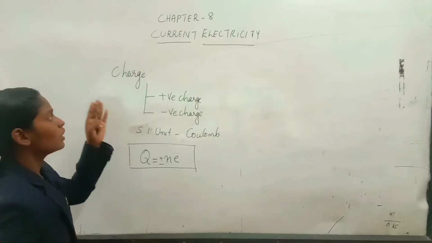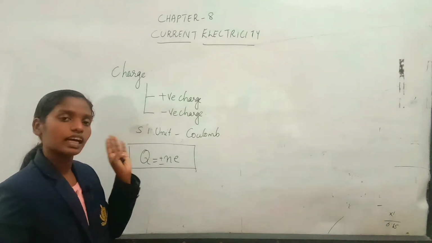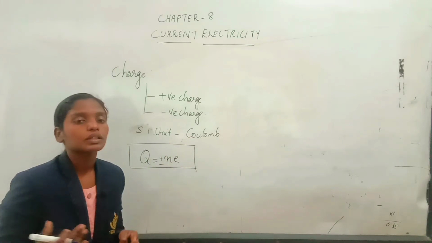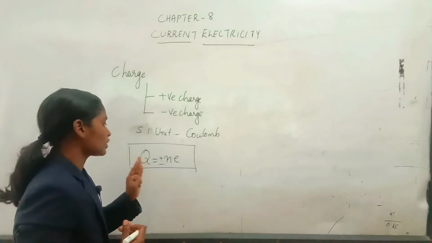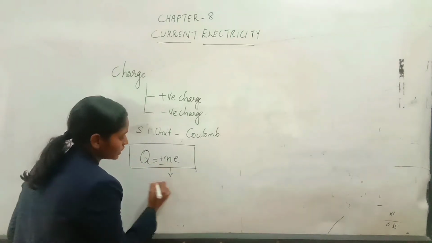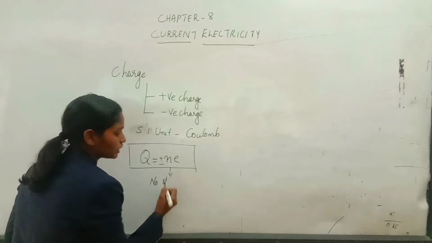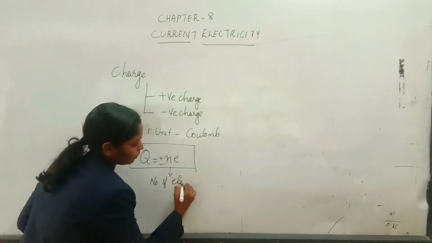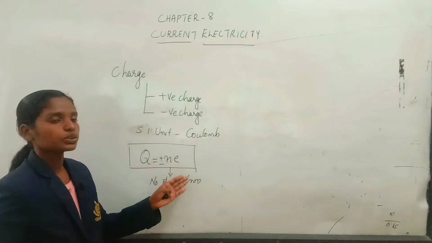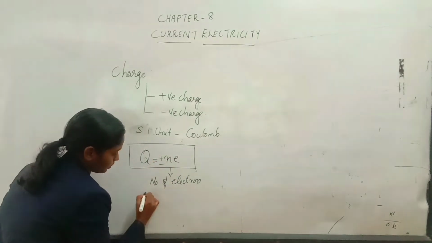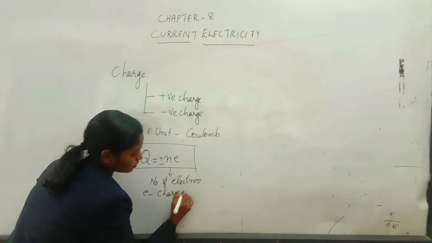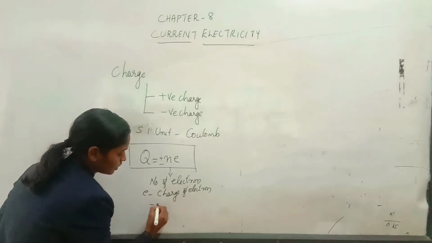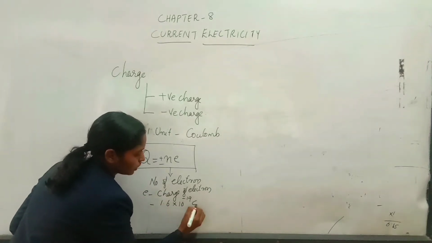So now we have learned the types of charges, positive and negative, the unit of charge, the Coulomb, and how we can express the charge of a body as ±NE, where N is the number of electrons and E is the charge of the electron. What is the charge of the electron? 1.6 × 10^-19 Coulomb.